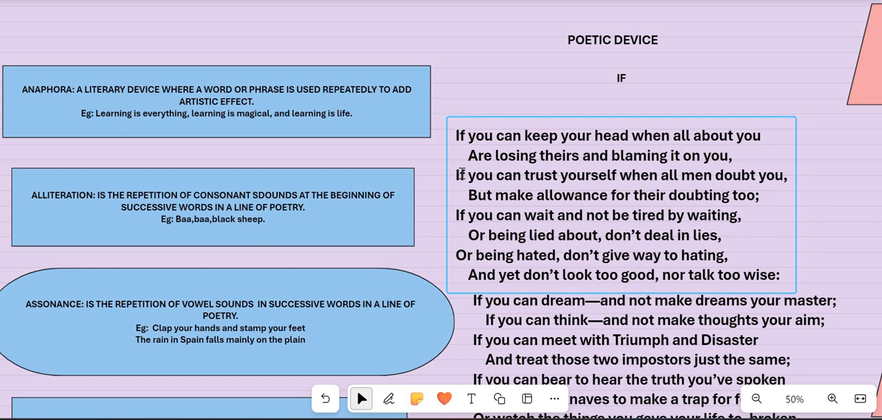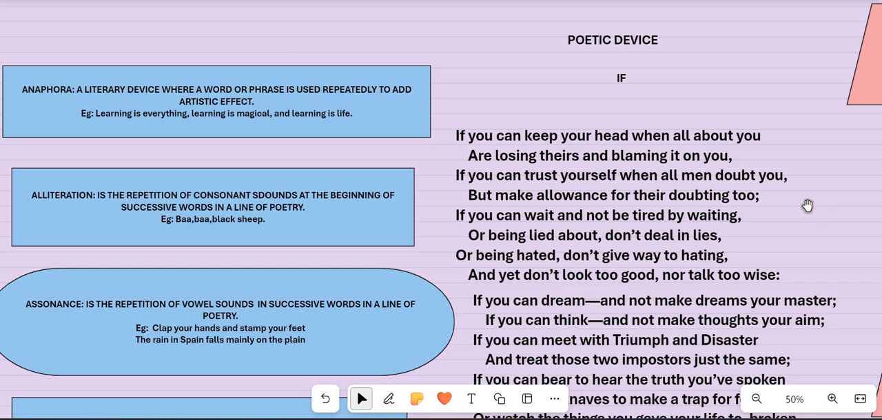So here, what is that word that is being repeated throughout? Have you noticed? In this poem "If", the very word "if" is used repeatedly. I recite: If you can keep your head when all about you are losing theirs and blaming it on you, if you can trust yourself when all men doubt you, but make allowance for their doubting too; if you can wait and not be tired by waiting, or being lied about, don't deal in lies, or being hated, don't give way to hating, and yet don't look too good, nor talk too wise.